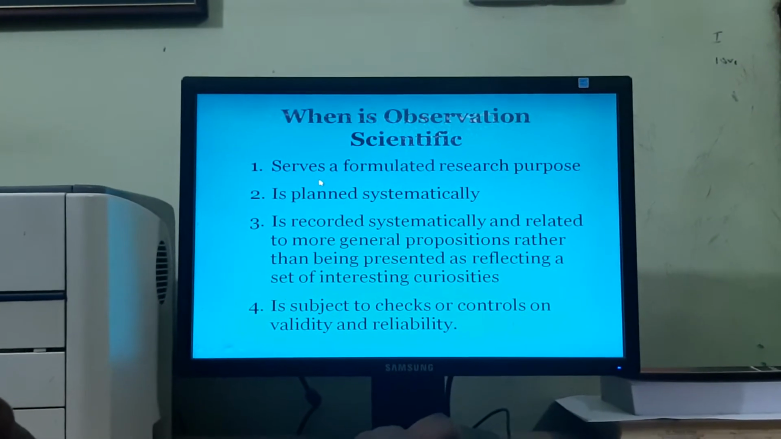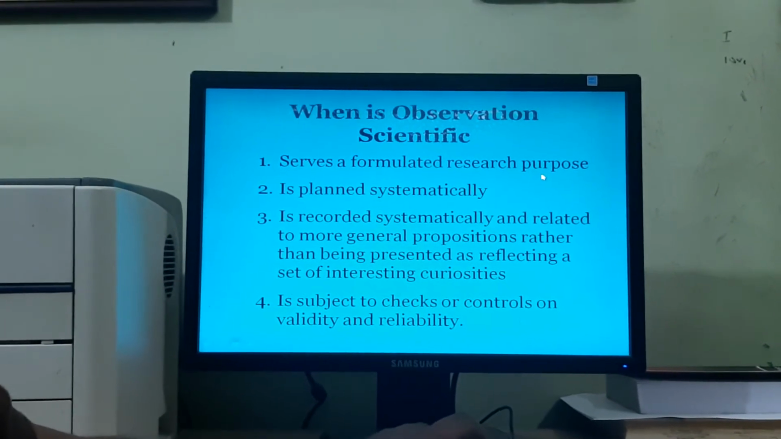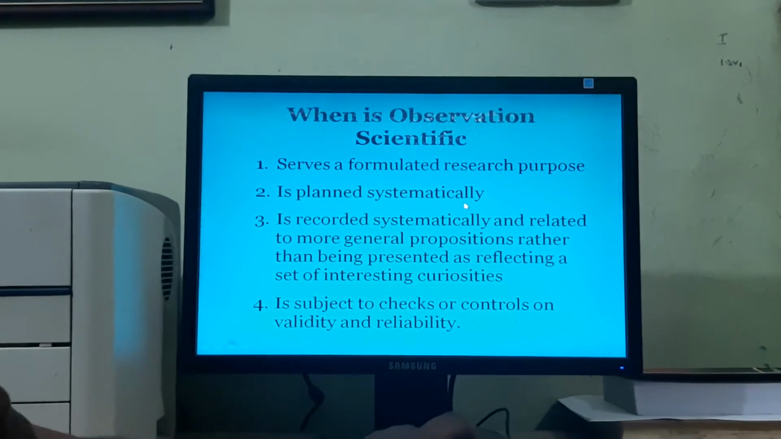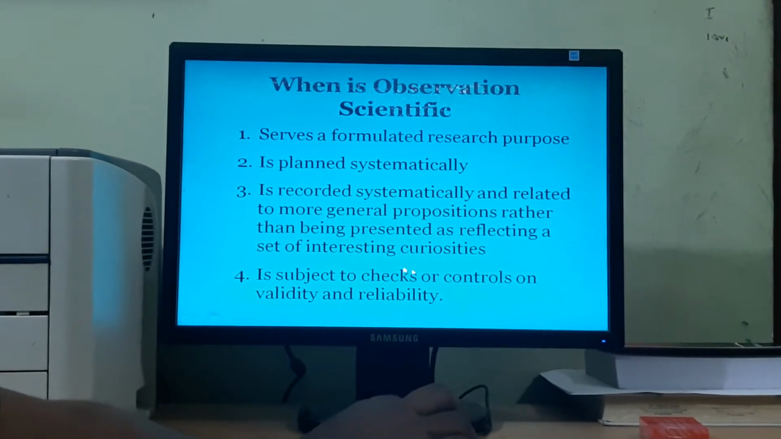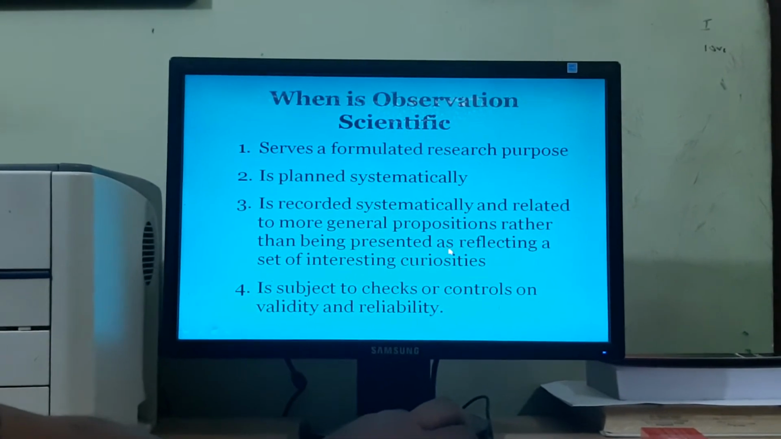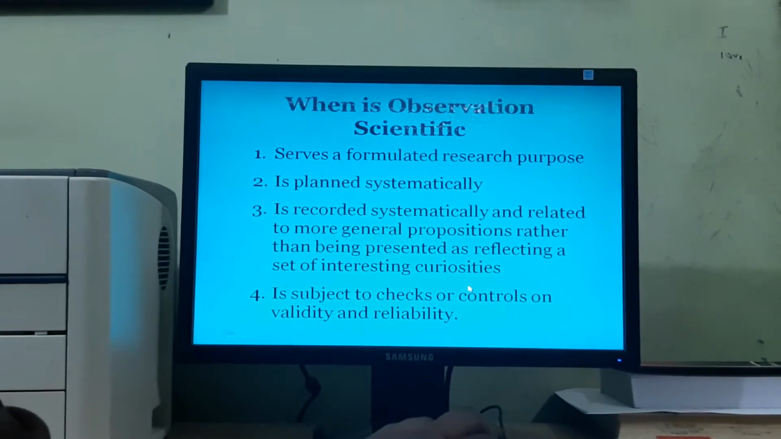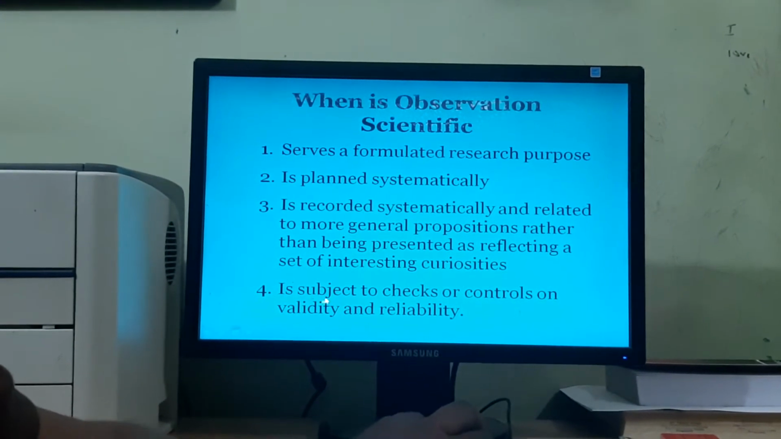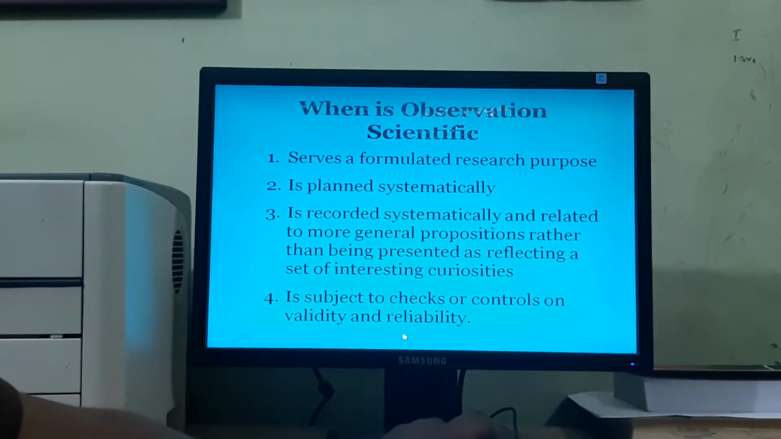Observation is scientific when it serves a formulated research purpose, when observation is planned systematically, when observation is recorded systematically and related to more general propositions rather than being presented as reflecting a set of interesting curiosities, and when observation is subject to checks or controls on validity and reliability.